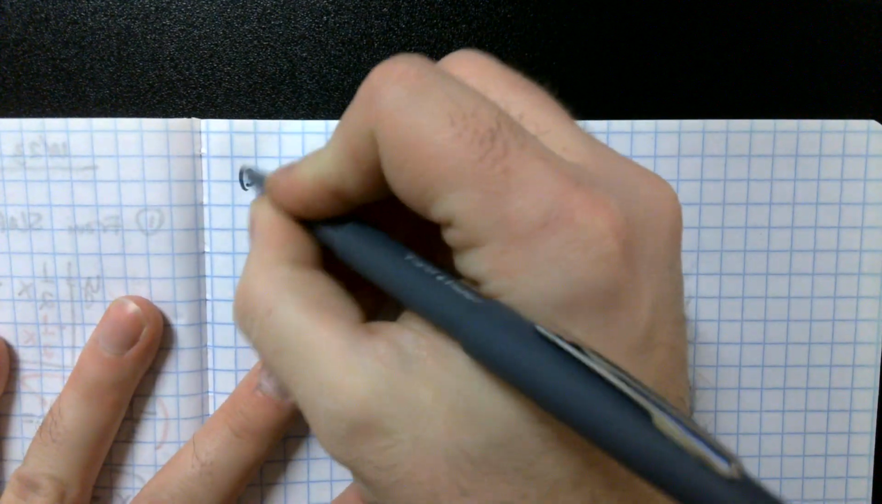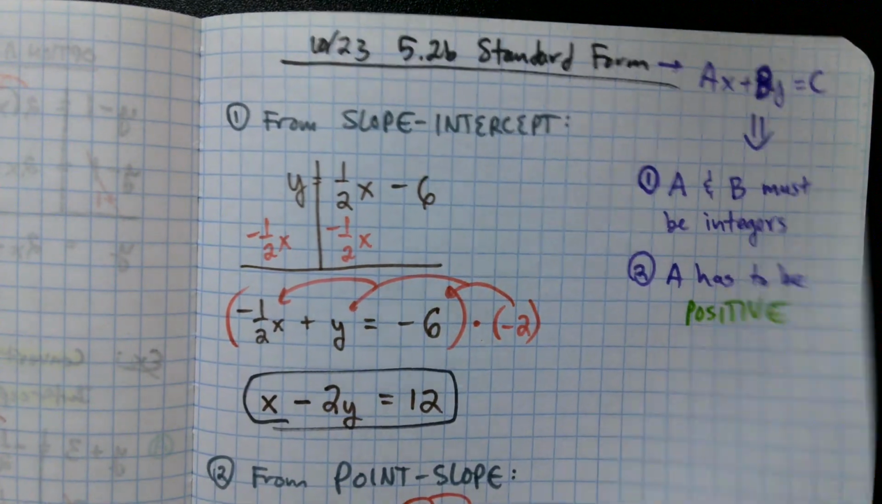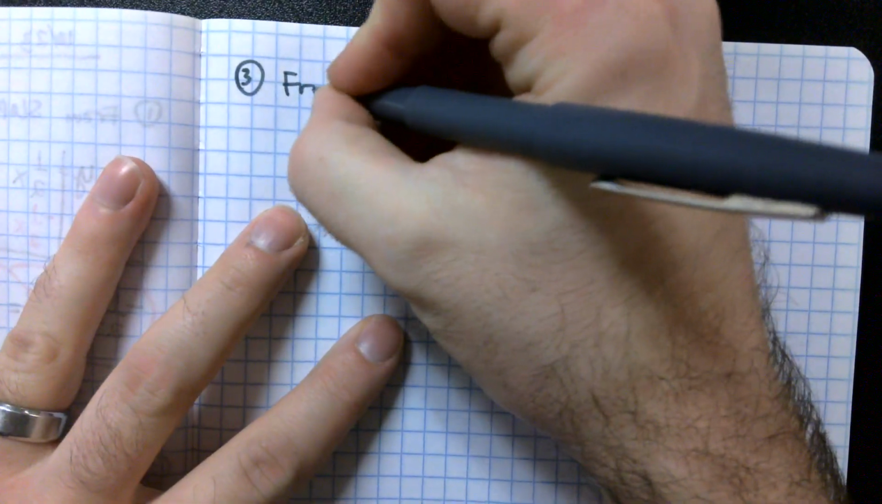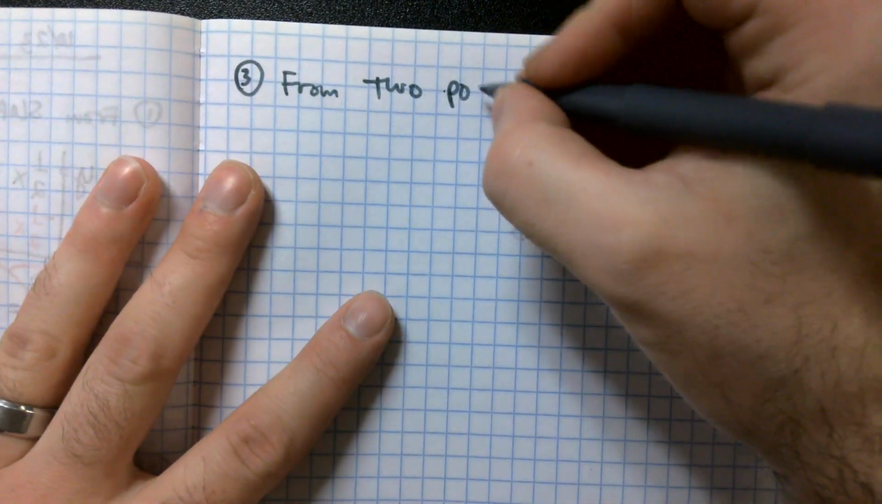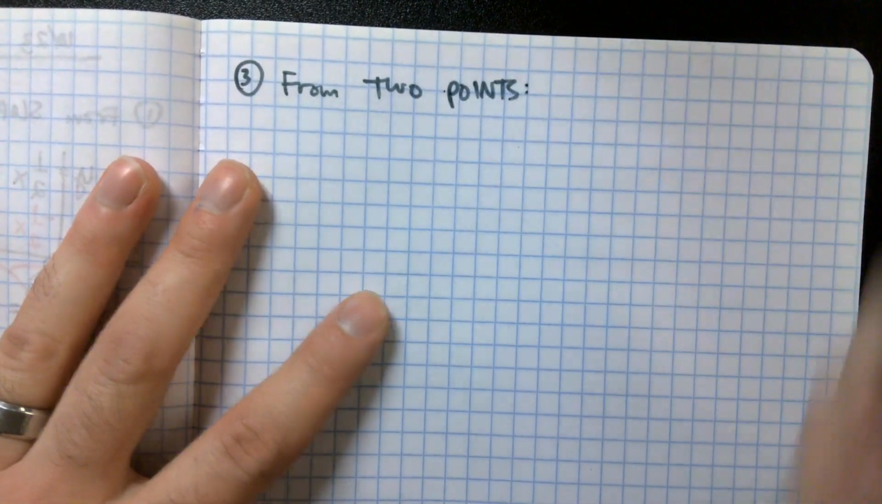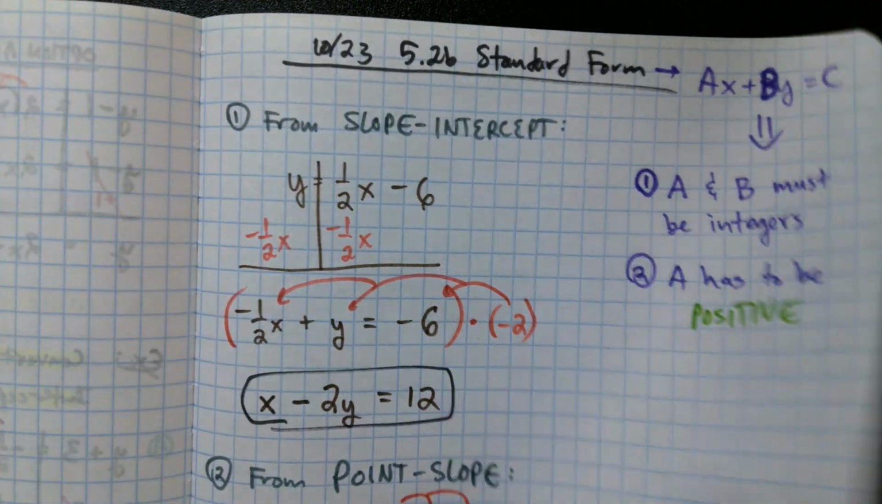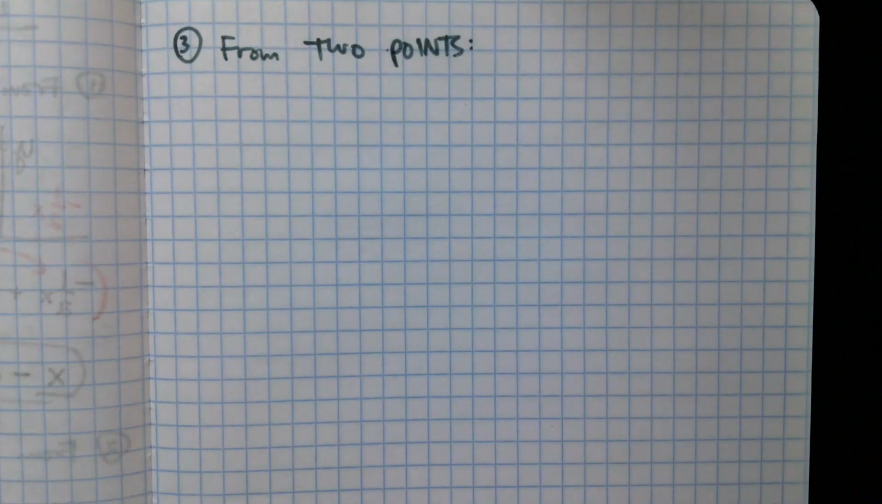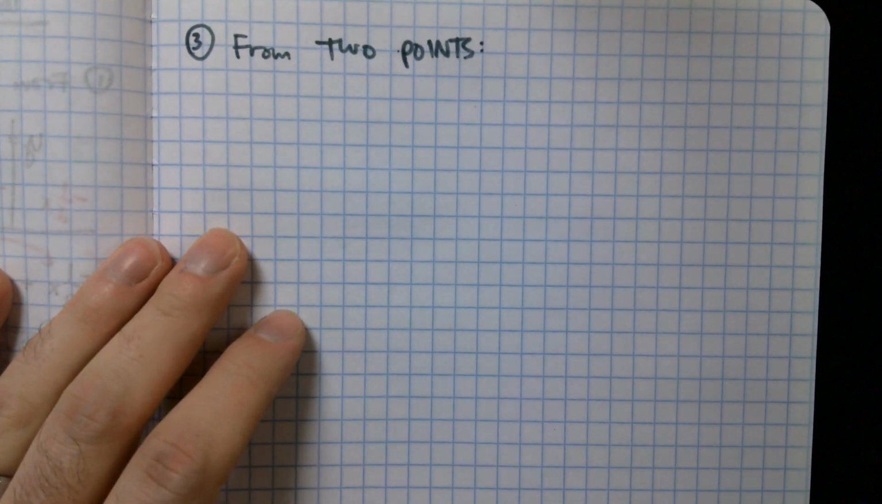So we wrote standard form from slope intercept, from point slope. Now how about from 2 points? We're going to write standard from standard. That'd be easy. Okay. From 2 points. We're slowly making our lives more difficult.